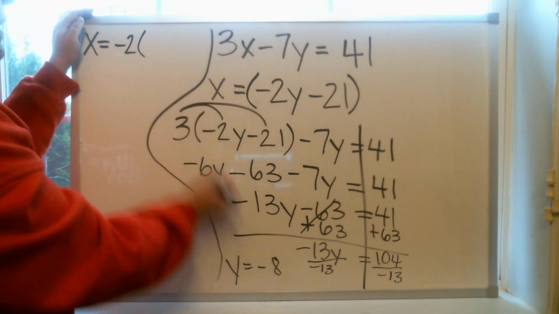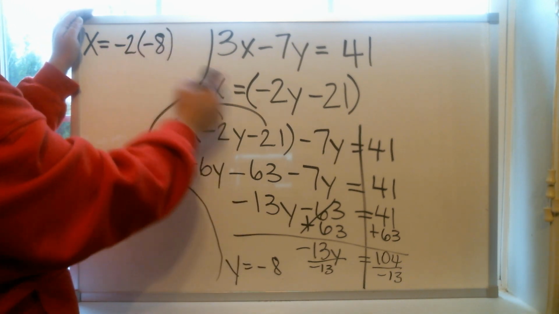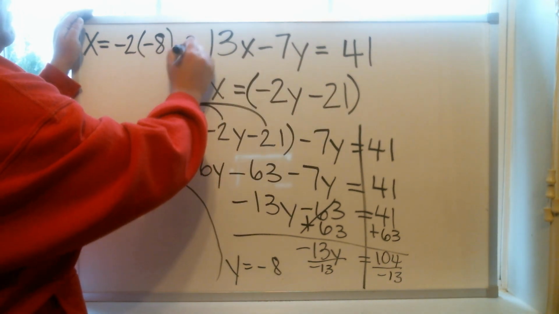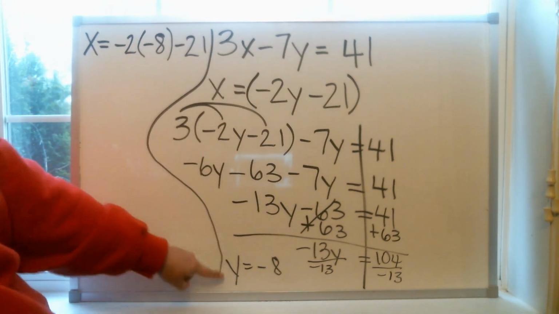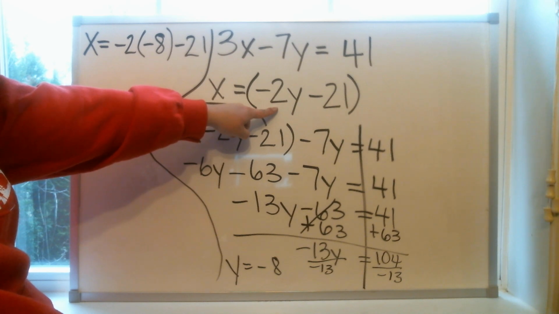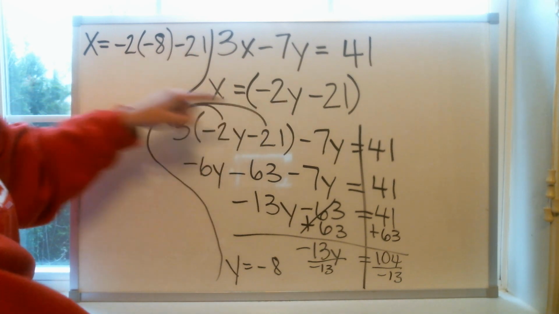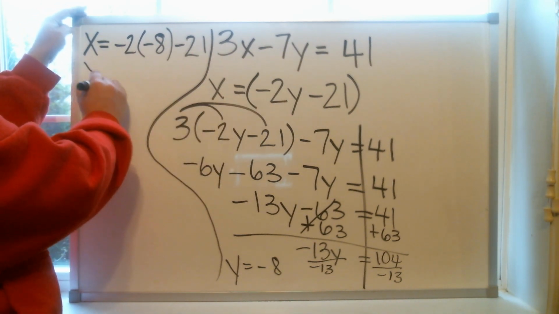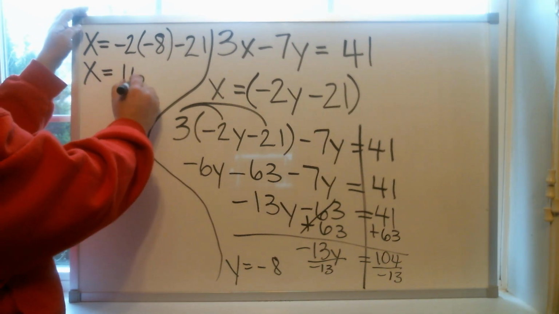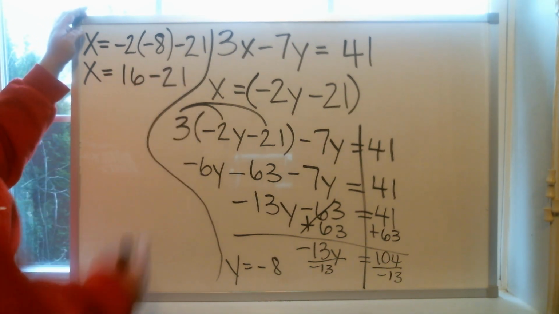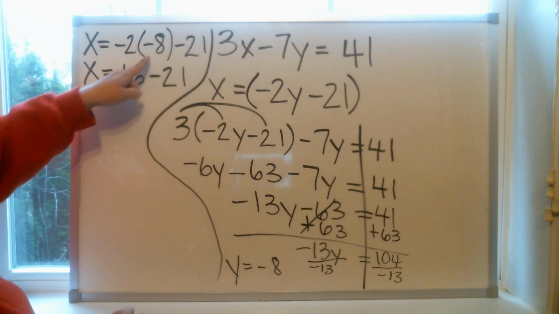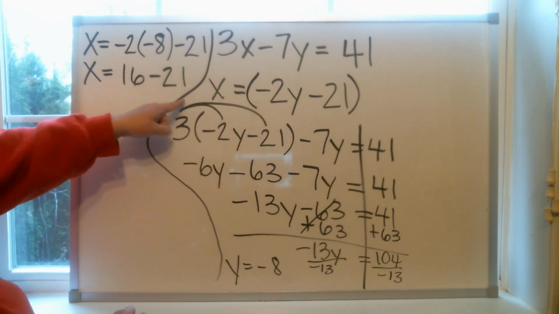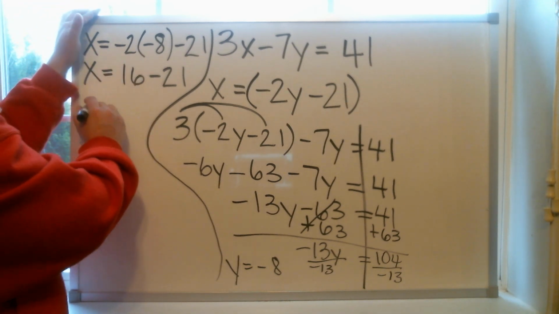I'm putting in a negative 8 in place of y, minus 21. Okay, all I did was put this y in place of this y here. Okay, so x equals 16 minus 21. Negative 2 times negative 8 is positive 16. 16 minus 21 is going to give me what? A negative 5.